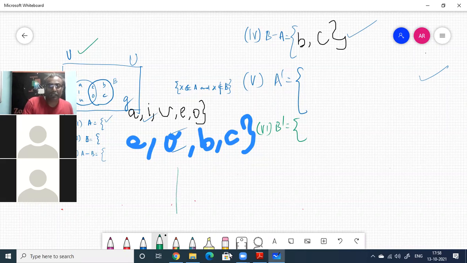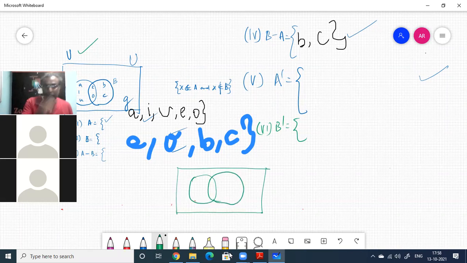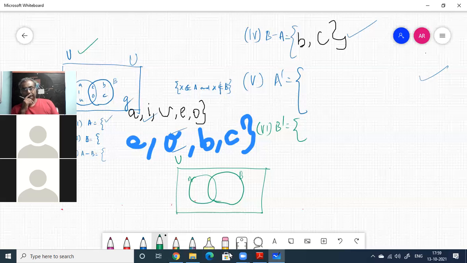Can you just draw the diagram? Hello, Arpana, are you there? Yes, uncle. Okay, I am drawing the diagram. Just shade in B complement. Okay. This is universal set. This is A. This is B. Shade B complement in this. No, you're doing the same thing. That is B. That is not B complement.